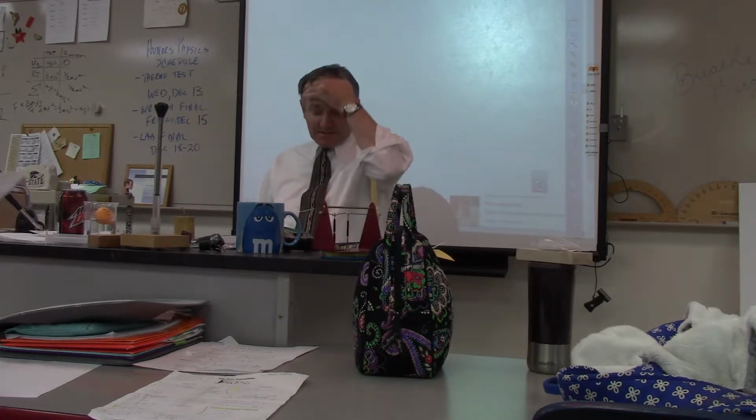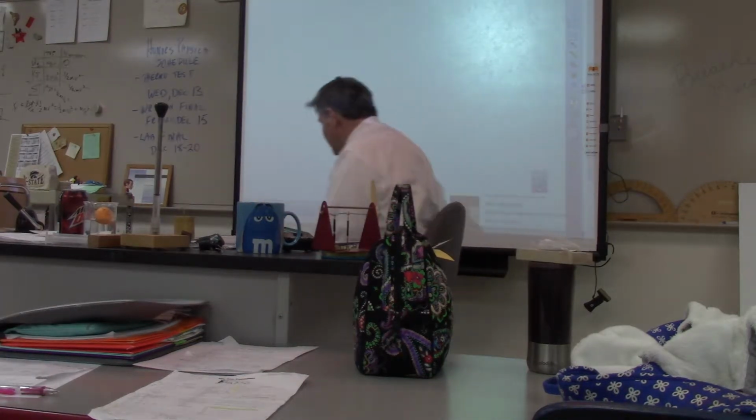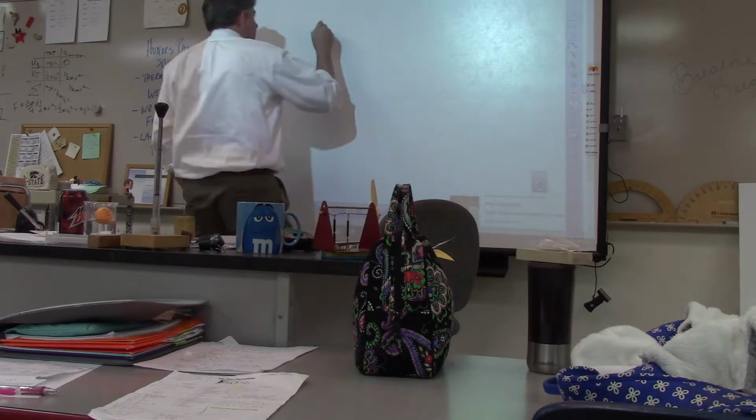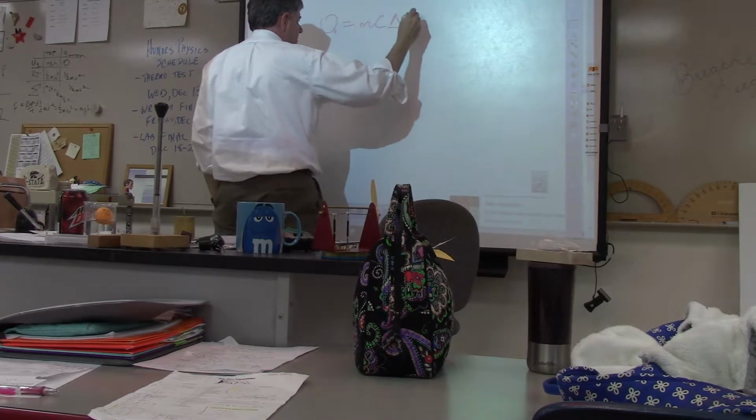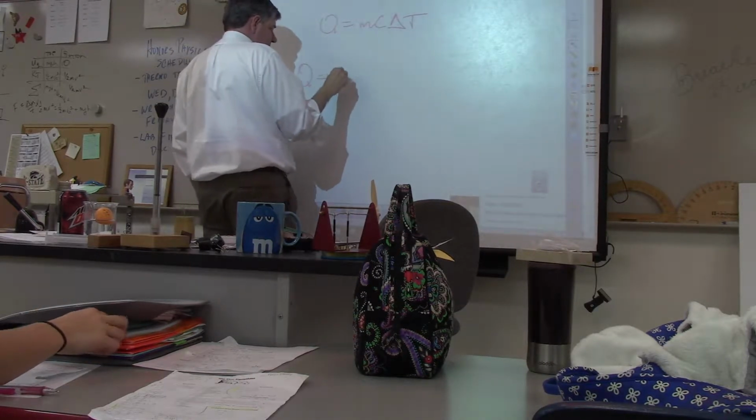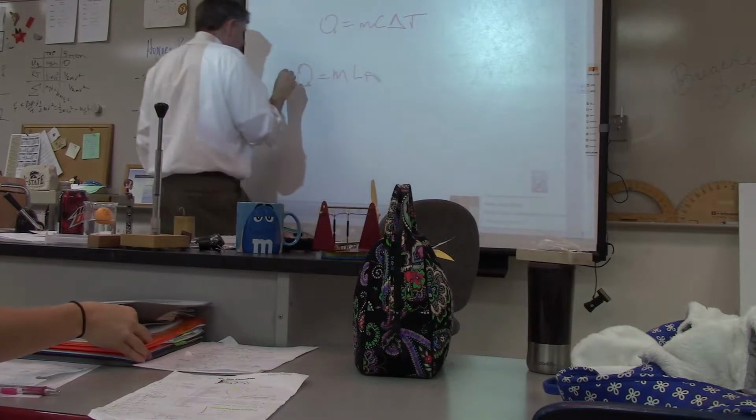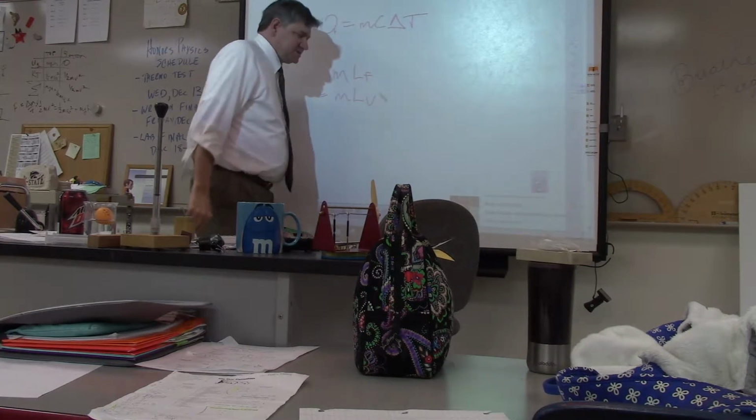Okay, so here we go. As you prepare for this test, let's start at the beginning. You have two calculations of Q. You have Q equals mC delta T, and then you have Q equaling either mass times the latent heat of fusion, or mass times the latent heat of vaporization. Okay?